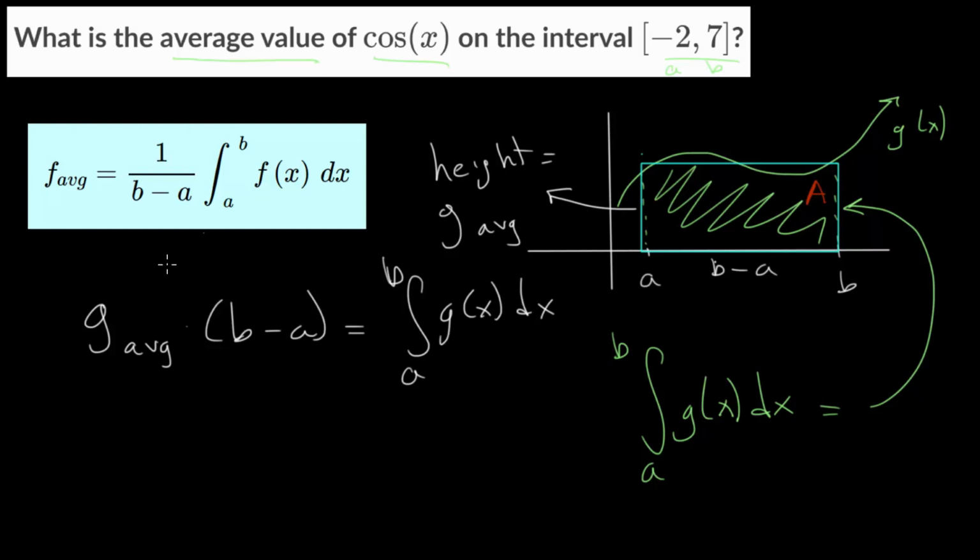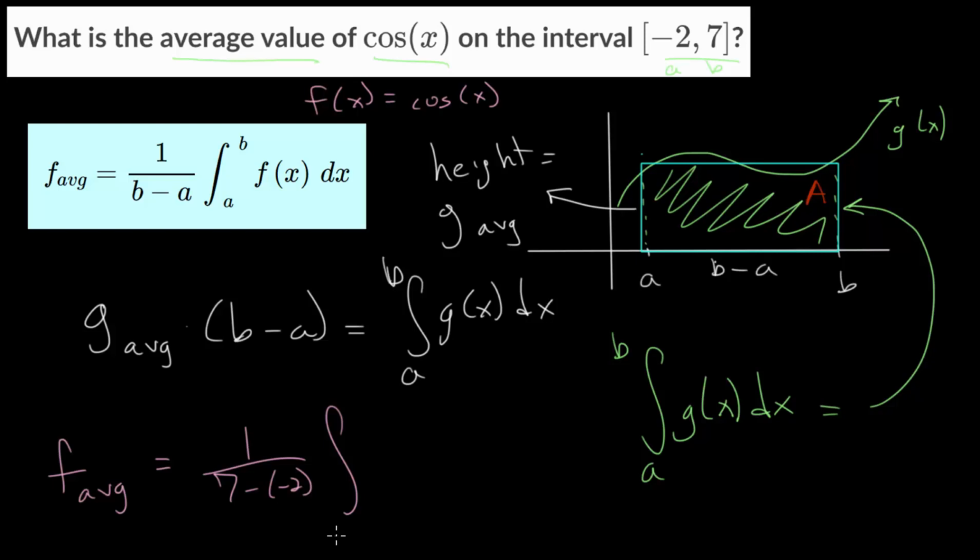So now that we understand where the formula comes from, let's apply it to our problem. Our function in this case is just the cosine of x, and a is -2 and b is 7. So we set up our formula: the average value of the cosine function is 1 divided by b minus a, which is 7 minus -2, multiplied by the integral from -2 to 7 of cosine of x dx.